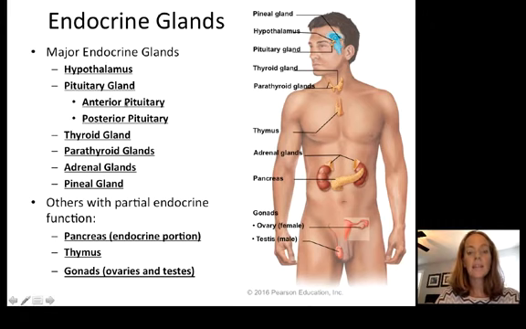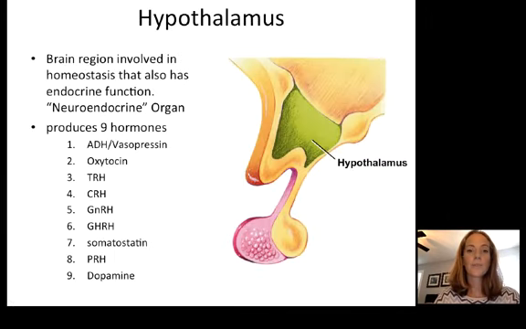So now we're going to get into what is actually happening in each of these glands. We're going to start at the hypothalamus and work our way through. We're only going to get through a couple of them in this lecture, and then we will complete the rest in part 2. So we're going to start at the brain region that really controls and regulates most of the other endocrine organs. So this is the hypothalamus.